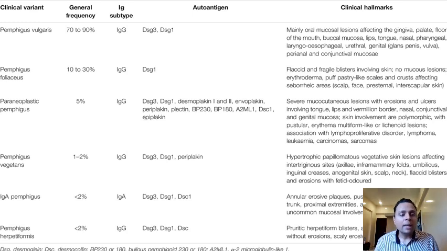Now coming to paraneoplastic pemphigus, which forms around 5%. I had a good exposure with these patients during my time in the institution. I have even presented posters and papers on paraneoplastic pemphigus.